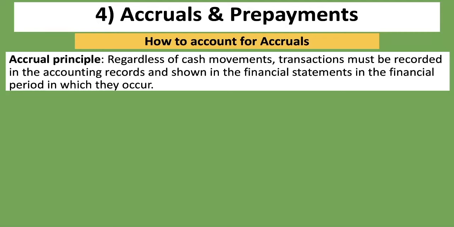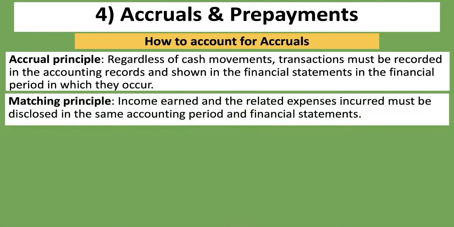The second principle we're going to be dealing with is the matching principle. This principle states that income earned and the related expenses incurred must be disclosed in the same accounting period and financial statements. So obviously, as we earn an income, we know that we are also incurring expenses for that income during the same period. So we have to disclose them in the same accounting period and financial statements, and that is what we are guided by.